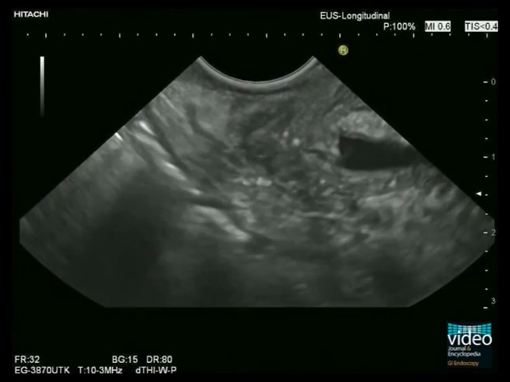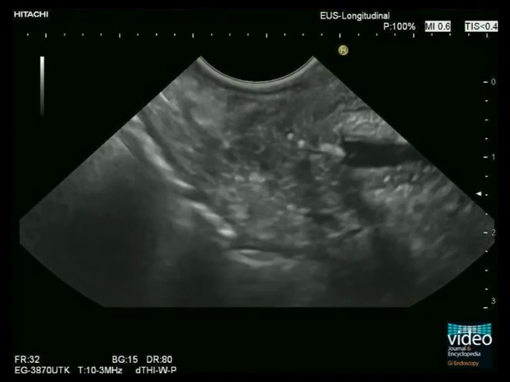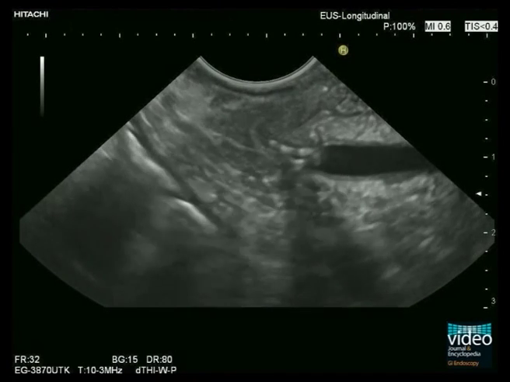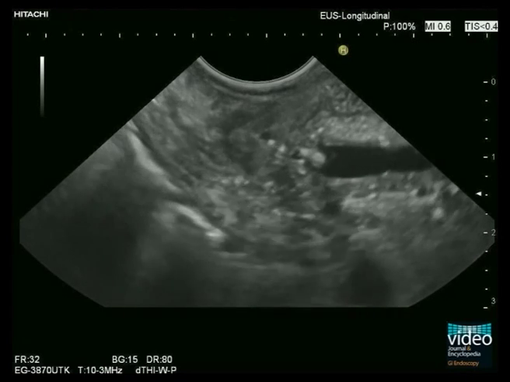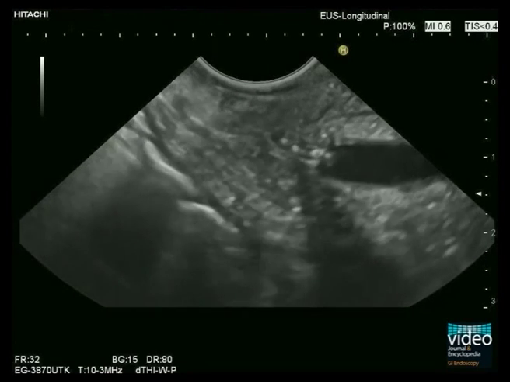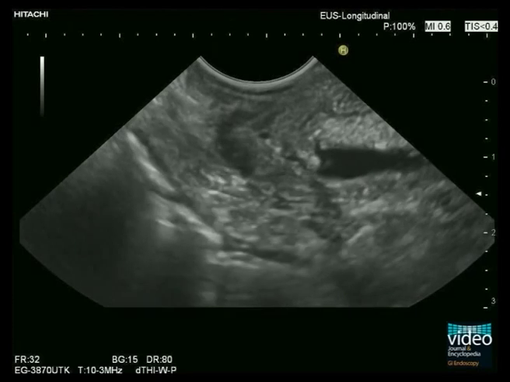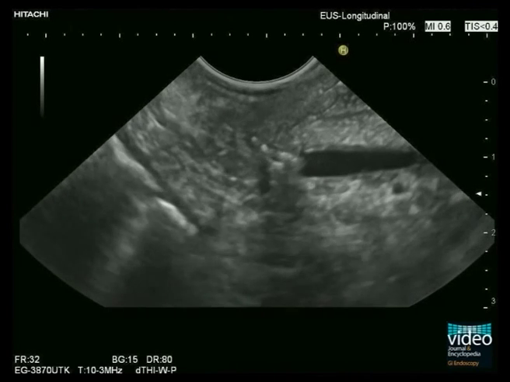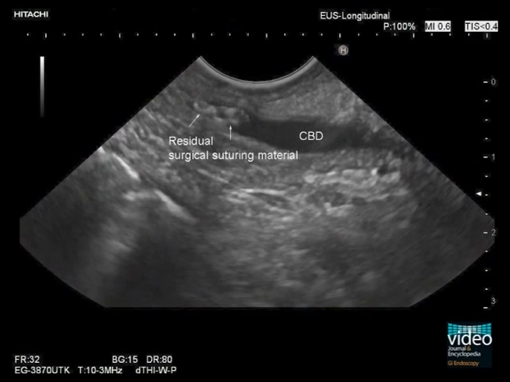Besides the gallbladder, the bile duct deserves special attention. In this case of recurrent acute pancreatitis, 15 years after cholecystectomy, longitudinal EUS detects diminutive echogenic material in a normal-sized distal bile duct, which in ERCP turned out to be residual surgical suturing material.